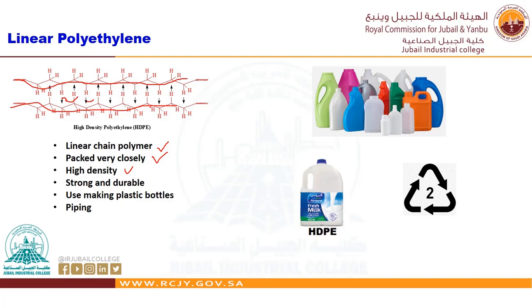They have high dispersion forces compared to the other polyethylene, and therefore they have a high melting point. Of course, they are strong and durable compared to low density polyethylene, and they are used for making plastic bottles and pipes. These are some of the applications of high density polyethylene. It is a bit strong compared to low density polyethylene.